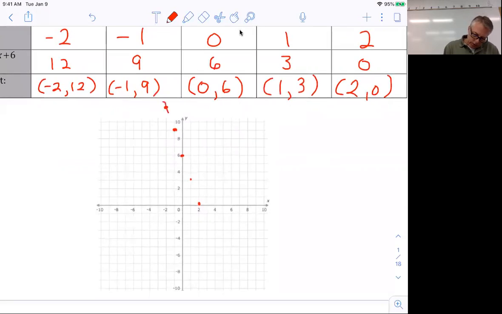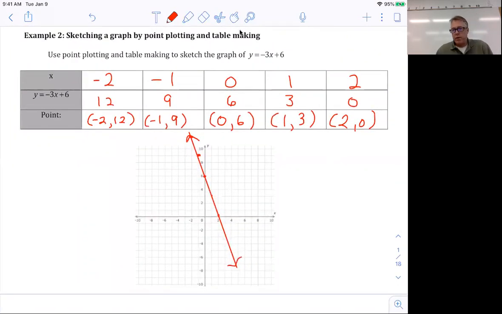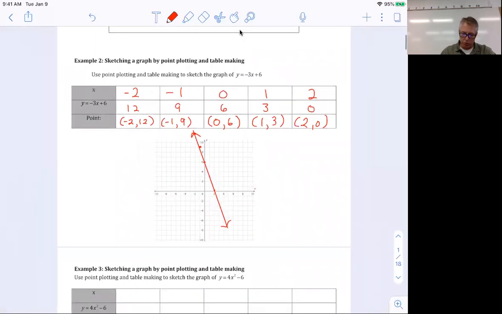So I want to connect those. And notice if you connect them, of course, we get a straight line. And now those are only some of the solutions. There's actually an infinite amount. This point here, and this point here, and every little point in between. We just took some nice integer values. But of course, all those values in between also make that a true statement.